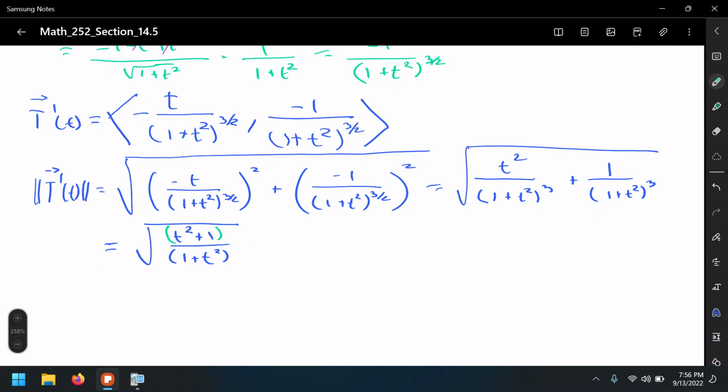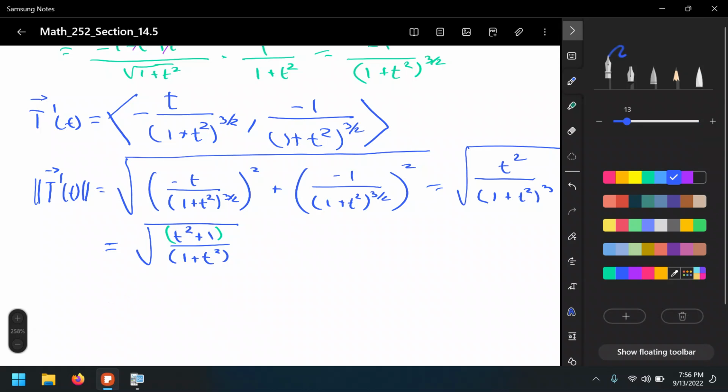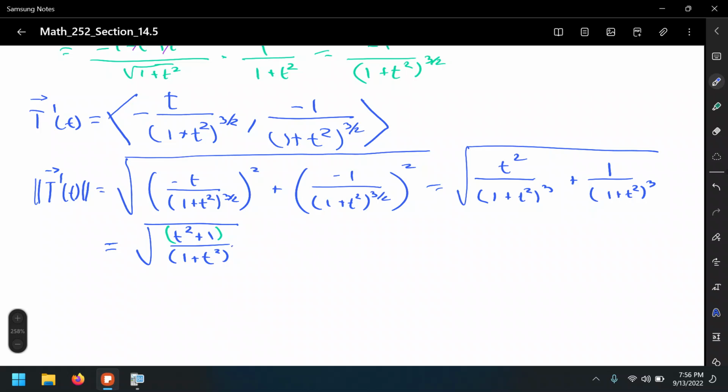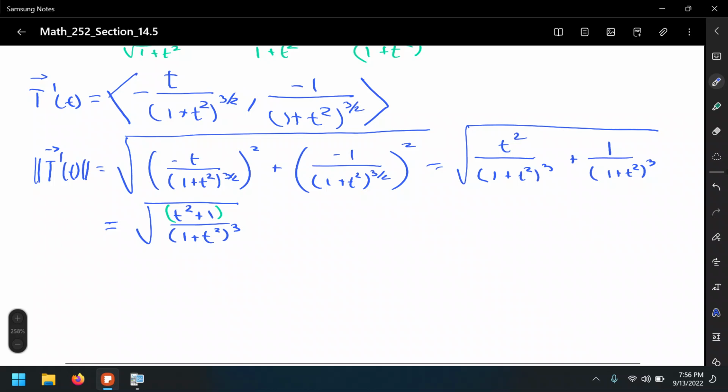Then let's forget about the fractions. No more fractions. I was still excited with the fraction, but yes, 1 minus 3. That's 1 plus t squared squared. And this is good because this is just 1 over 1 plus t squared.